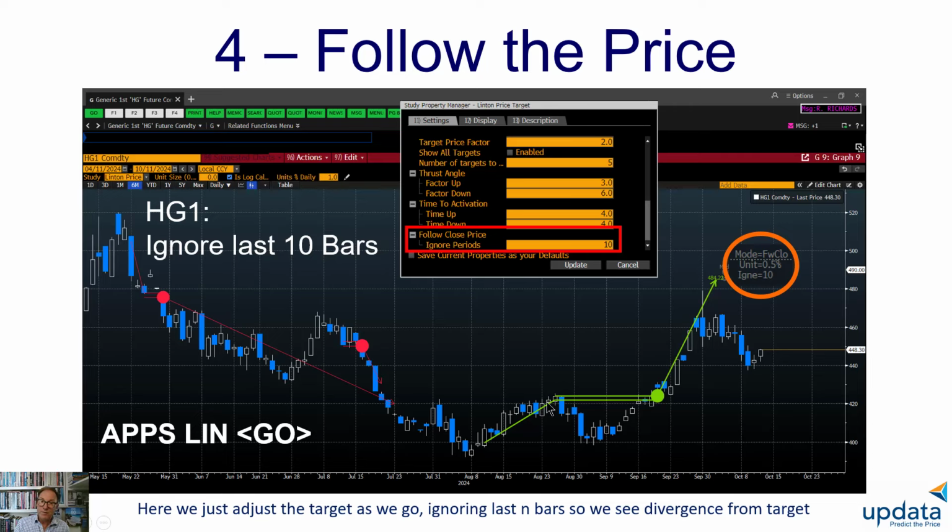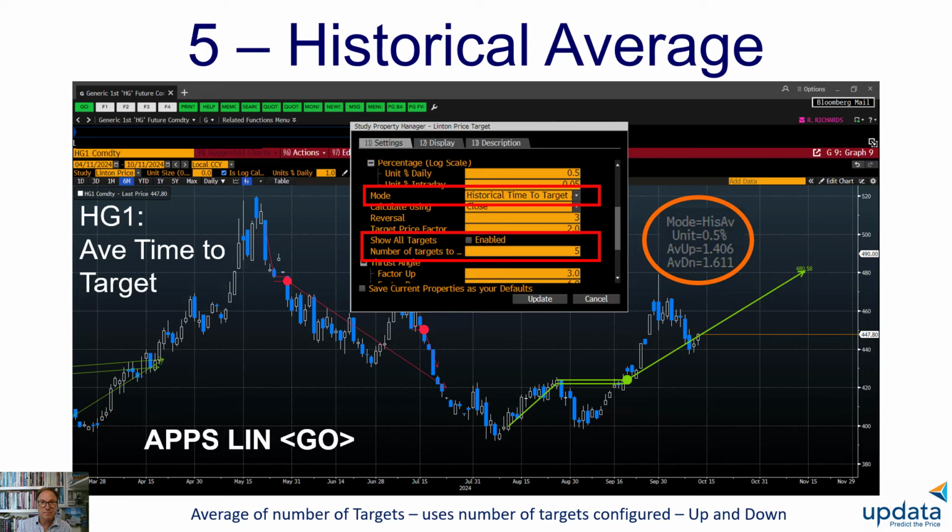So this one is simply, I don't know when the target is going to be met. I'm going to track prices and how they're moving, and that's going to keep moving my target based on how we're tracking. So that's another key factor.